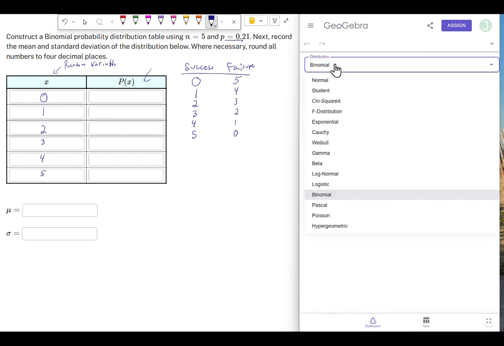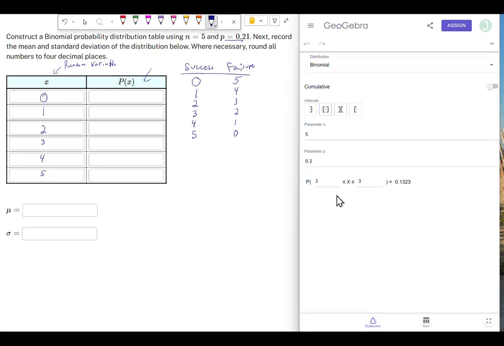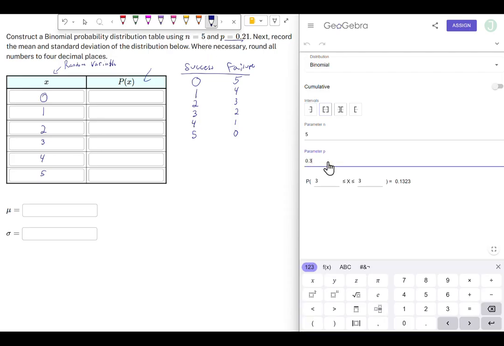We would change the distribution to binomial because we're working with a binomial probability. We're not working with a cumulative. If we were, we could select cumulative here, but we're not. Our parameter n is 5, which we have. Our probability of success is 0.21. And we're looking for each of these outcomes. So we could select 0 from 0 to 0, and we'd find that the probability of 0 would be 0.3077.